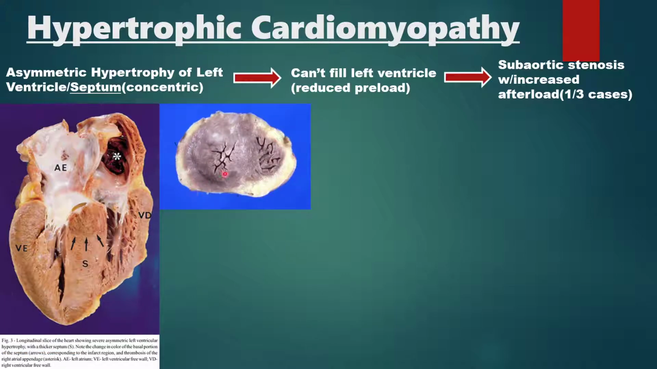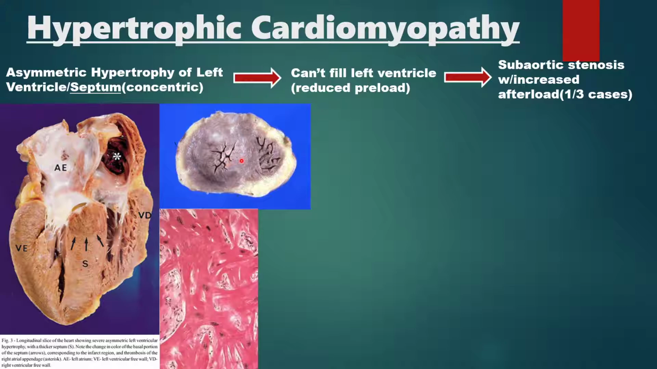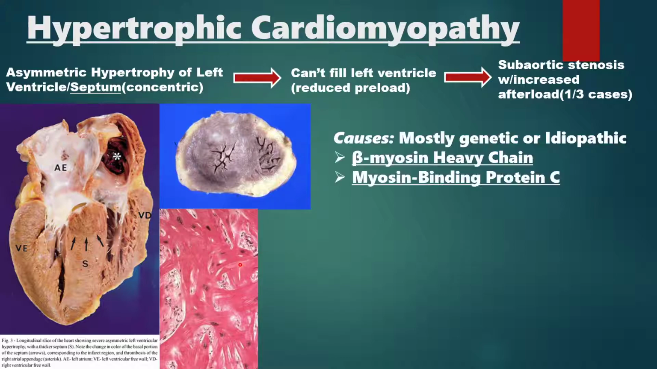All right. And so this is just another view. You can see the ventricle is completely collapsed, and you're not going to get anything flowing there. On microscopy, you're going to have this myofiber disarray. You can see these are the myocytes, and they're all just disarrayed, right? So most common causes are genetic. It can also be idiopathic, but mostly are genetic.